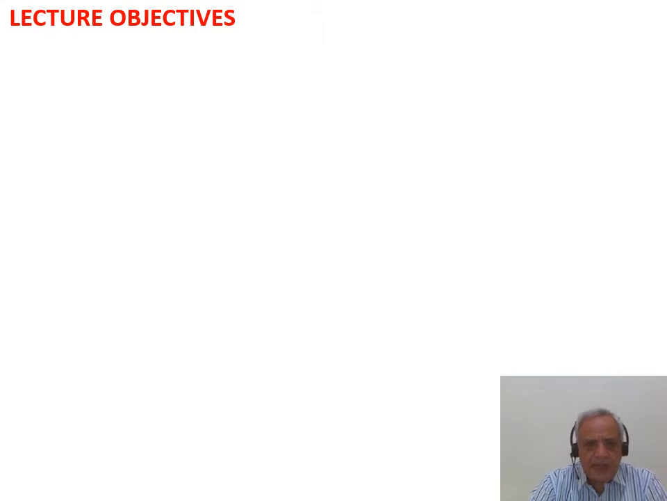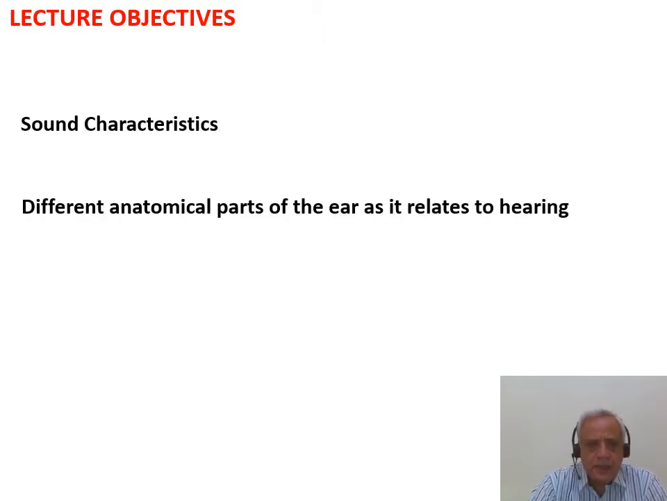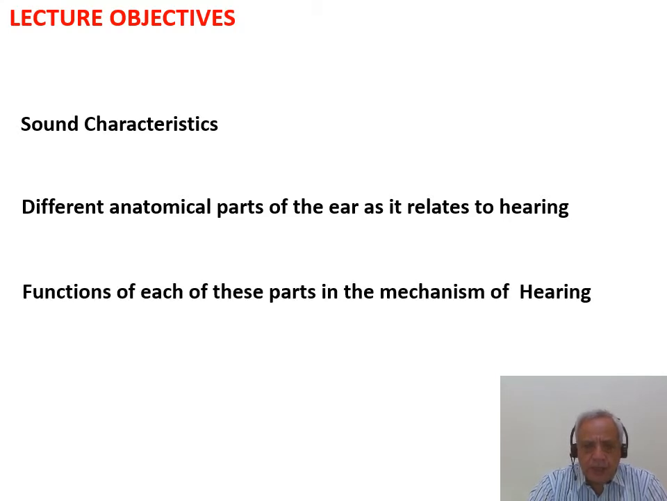By the end of this lecture, you should know the characteristics of sounds, the different anatomical parts of the ear, the external ear, middle ear, and inner ear, as it relates to hearing. And you should acknowledge the role of each of these parts in the mechanism of hearing. And at the end, we will have a small talk on practical clinical applications.